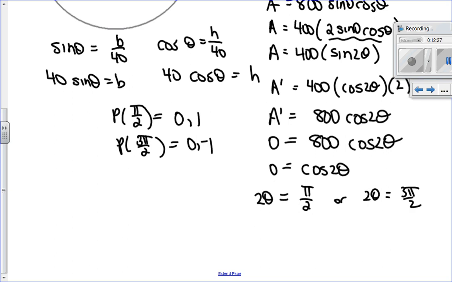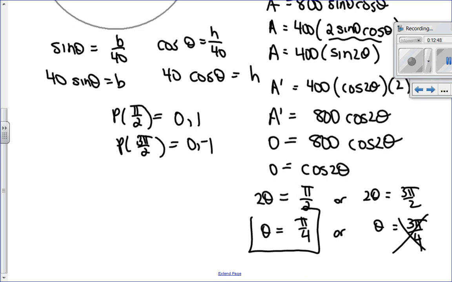Now, we don't want to know what 2 theta is, we want to know what theta is. So divide both sides by 2, and I get pi over 4, or divide both sides by 2, and I get 3 pi over 4. Okay, now this one's too big to be in the triangle because I already have pi over 2, so this is too big. So I know that the answer that is going to give me a maximum area is pi over 4. So I want to verify that it will give a maximum.